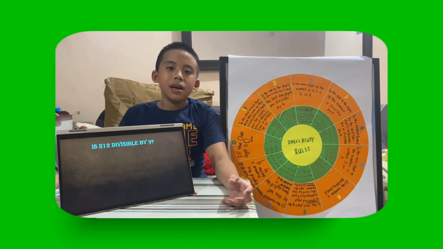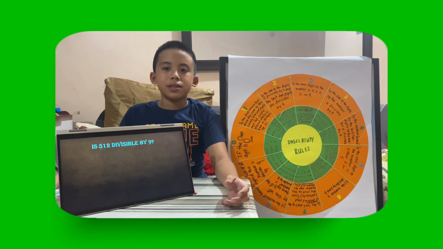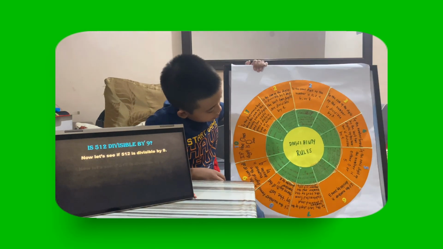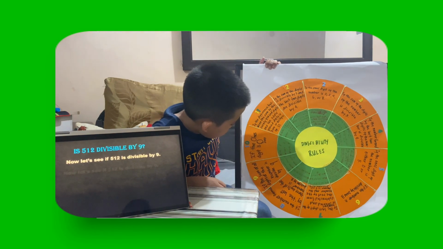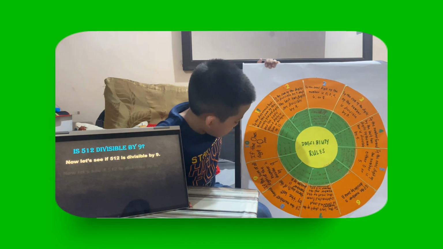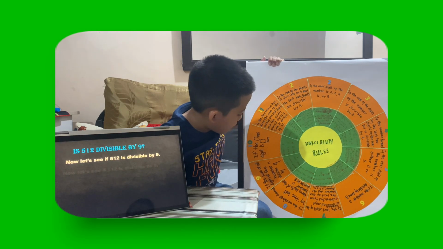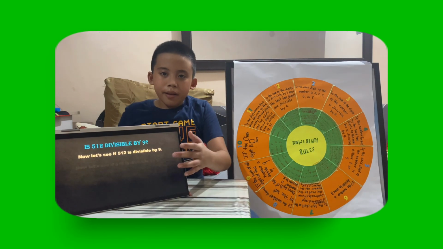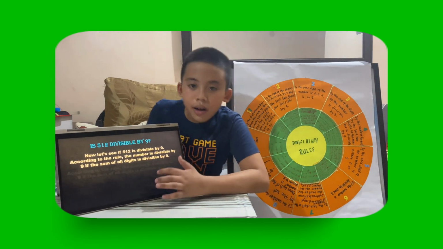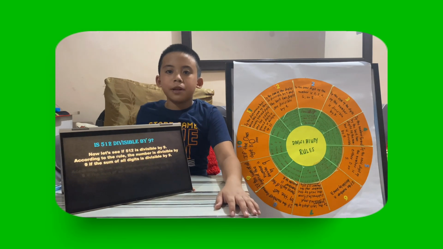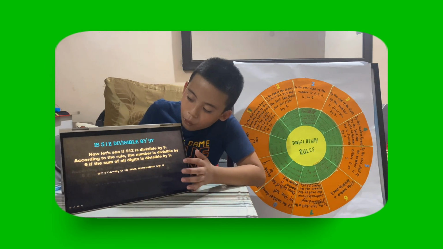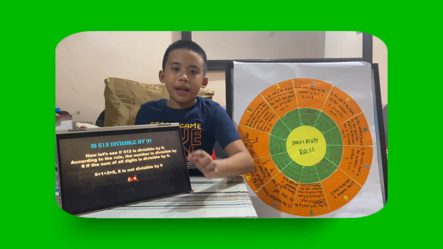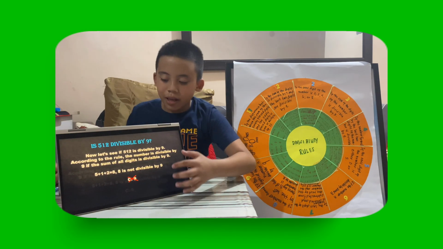Now let's see if 512 is divisible by 9. It also says here, if the sum of all digits of the number is divisible by 9. And 5 plus 1 plus 2 is 8. Therefore, it's not divisible by 9. And 9 is marked out of our list.